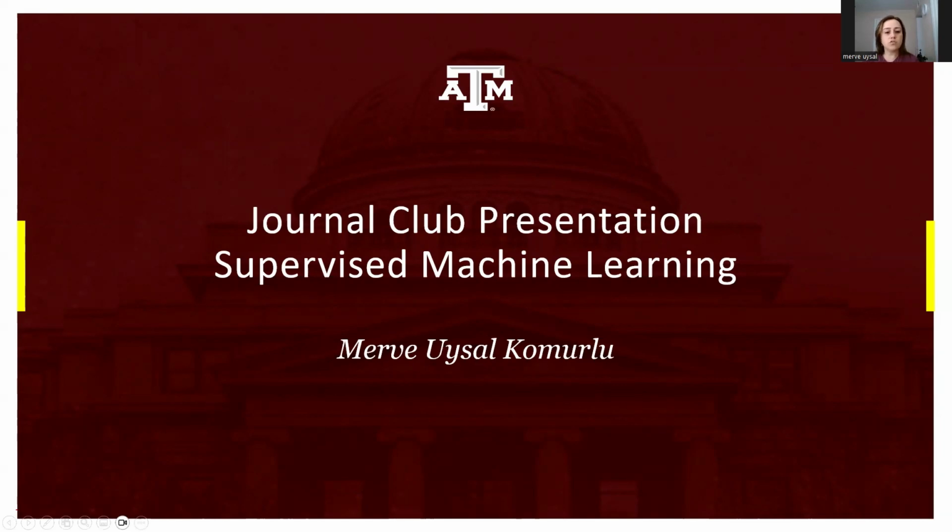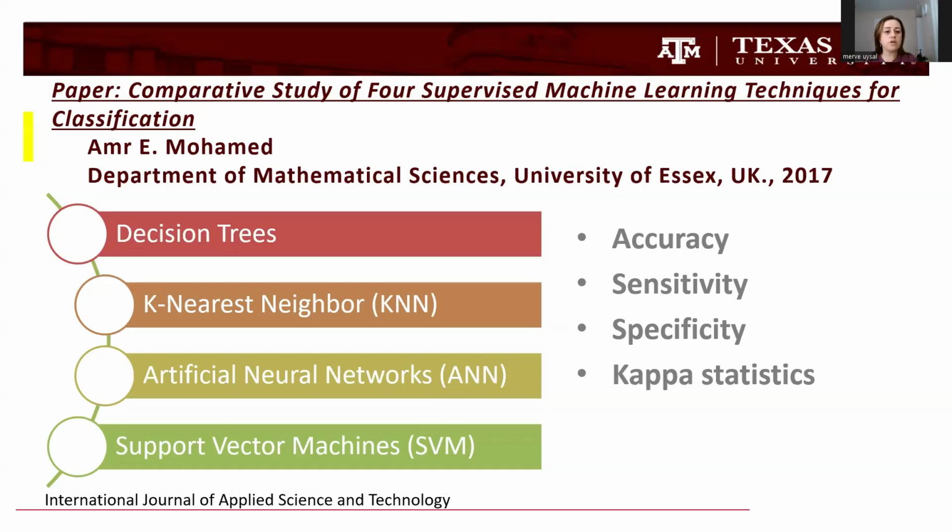Today I will present a journal club presentation about supervised machine learning. This research is based on a comparative study of 4 supervised machine learning techniques for classification, authored by Mohamed. They are from the University of Essex. It was published in the International Journal of Applied Science and Technology in 2017.